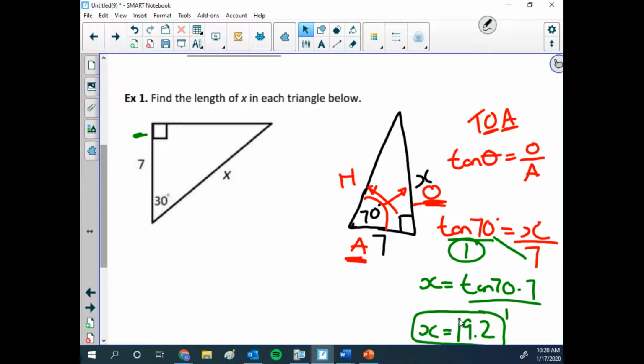Sort of remember that? Think you can do the second one on your own? Okay, so if you're watching, pause the video and try this triangle on your own. If you're sitting here, try that on your own.